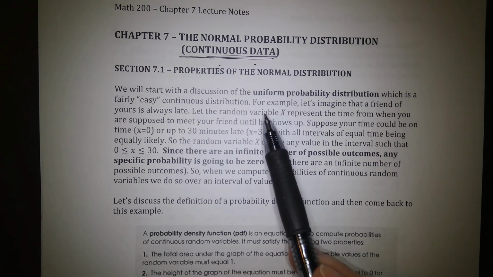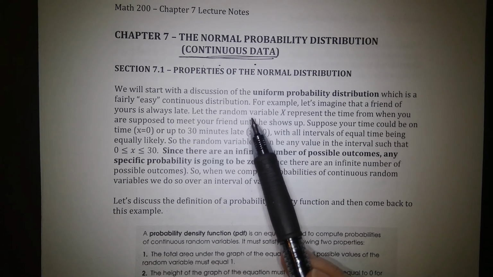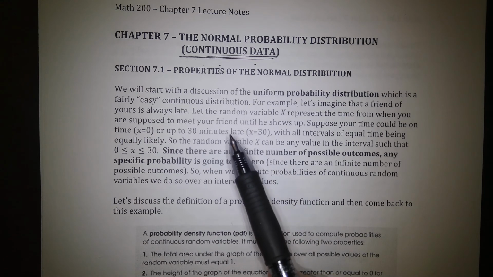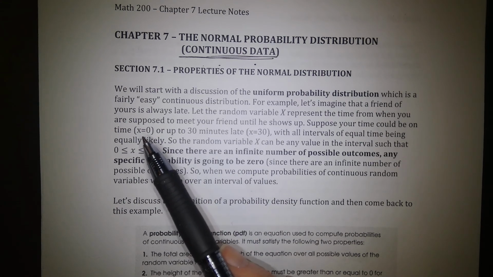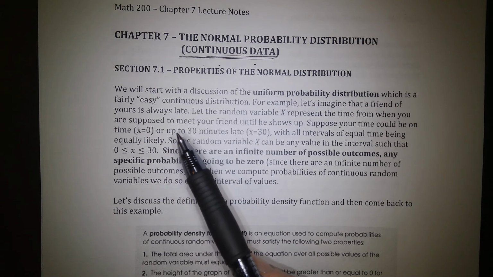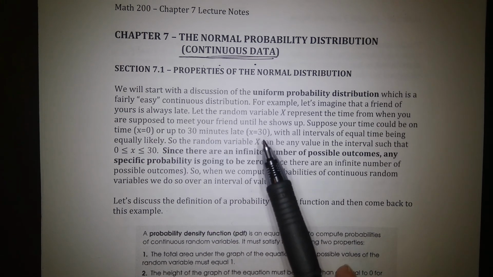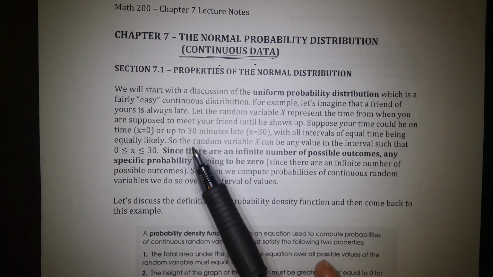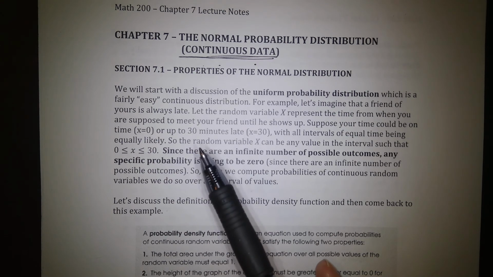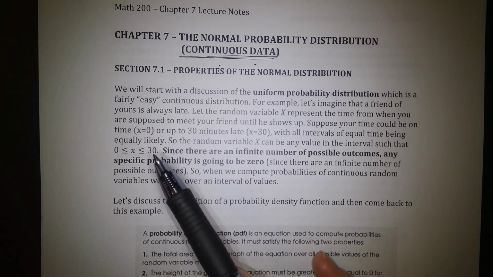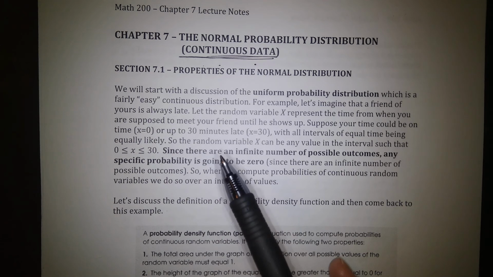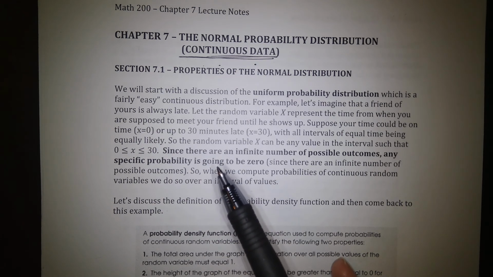For example, let's imagine that a friend of yours is always late. Let the random variable x represent the time from when you are supposed to meet your friend until he actually shows up. Suppose your friend could be on time, meaning 0 minutes late, or up to 30 minutes late, with all intervals of equal time being equally likely. So the random variable x can be any value in the interval such that x is any number between 0 and 30 inclusive. Since there are an infinite number of possible outcomes, any specific probability is going to be 0.